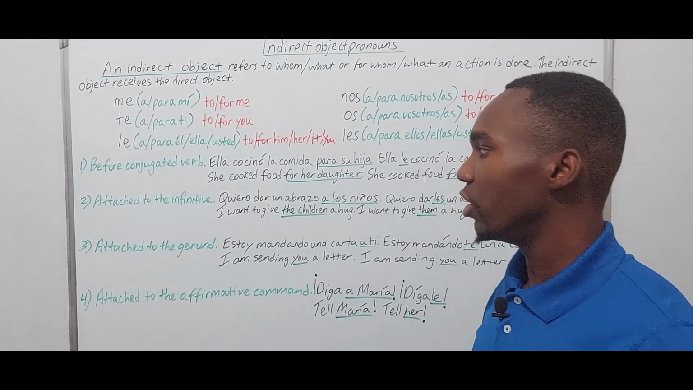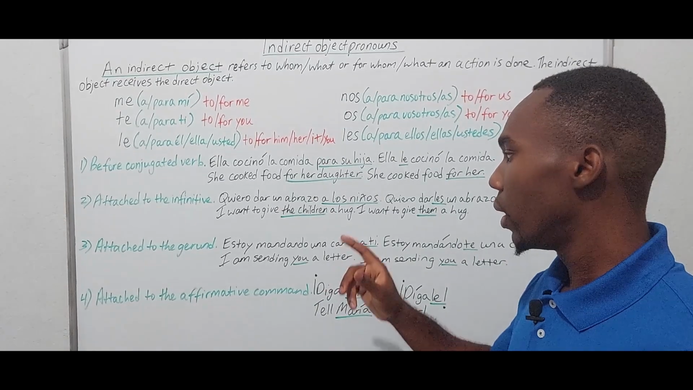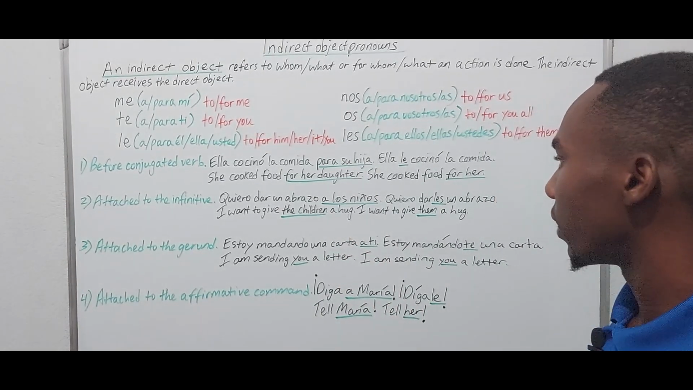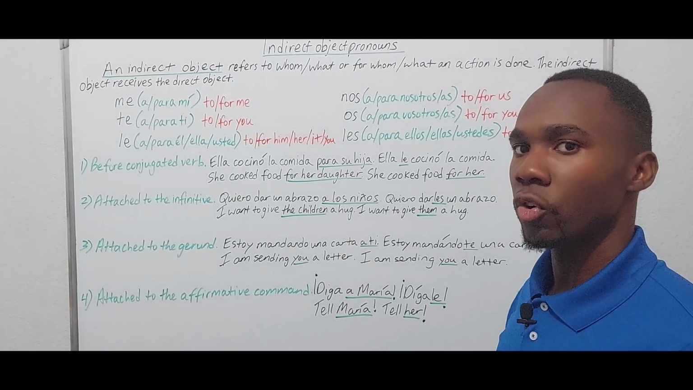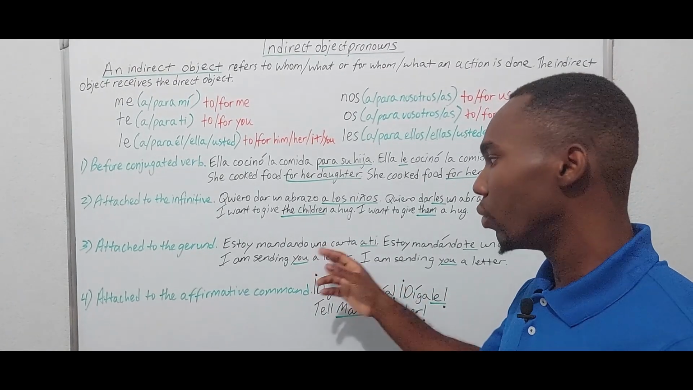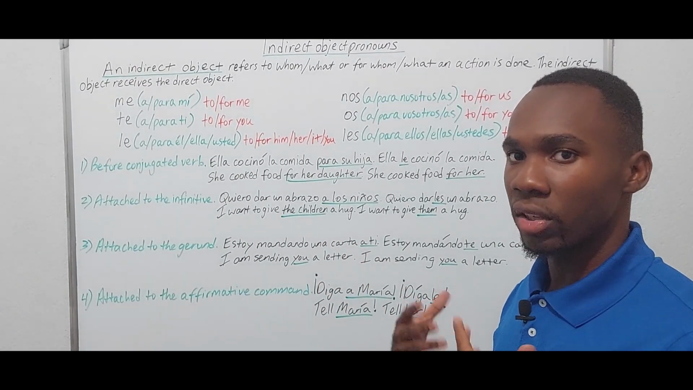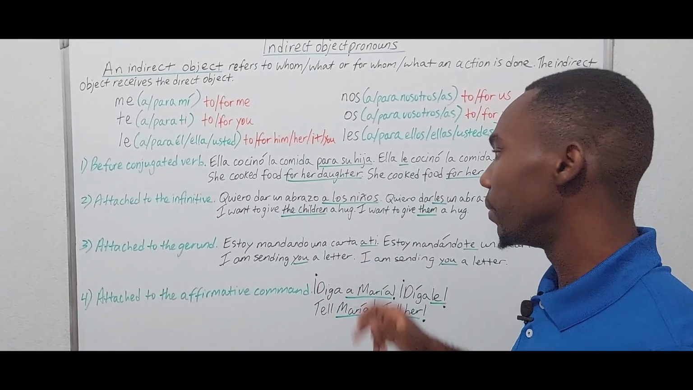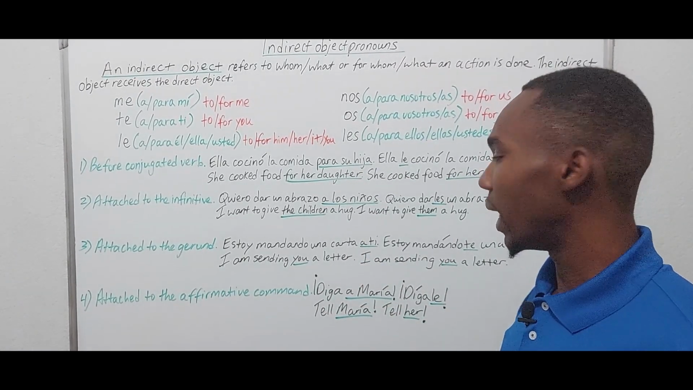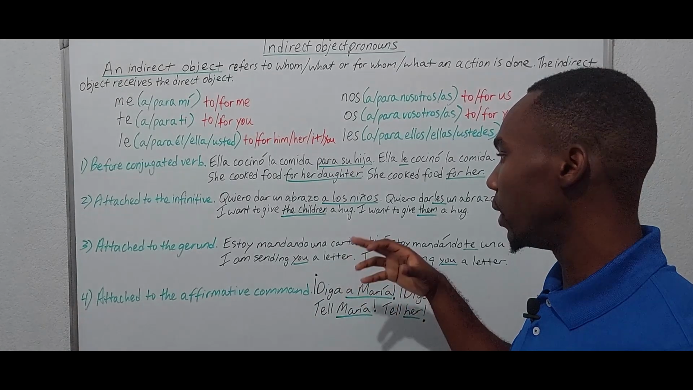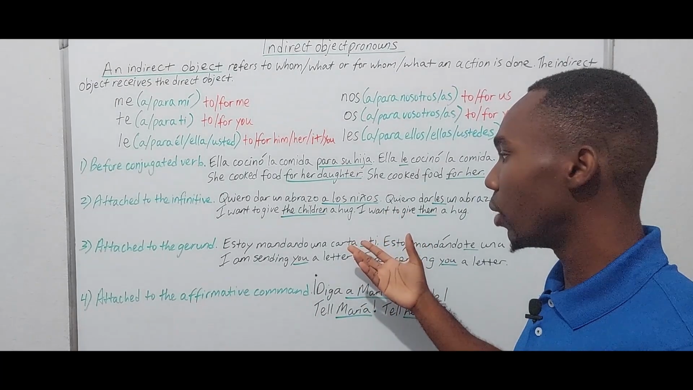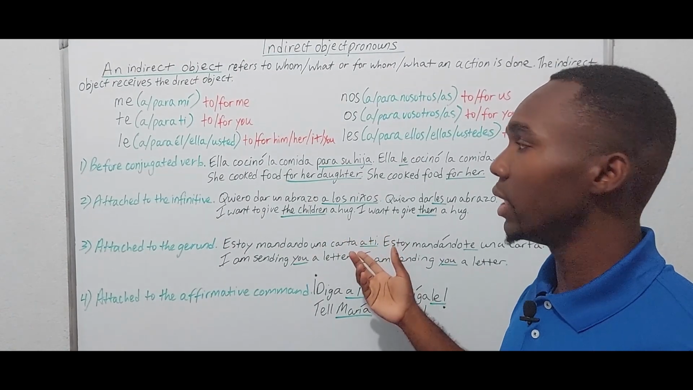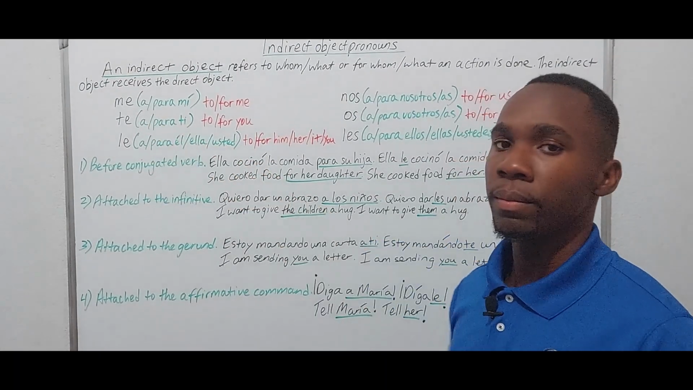Three. Attached to the gerund. So, estoy mandando una carta a ti. So, what am I sending? Una carta, a letter. That's our direct object. To who? To whom? A ti. Right? So, the appropriate indirect object pronoun to replace a ti would be te, right?